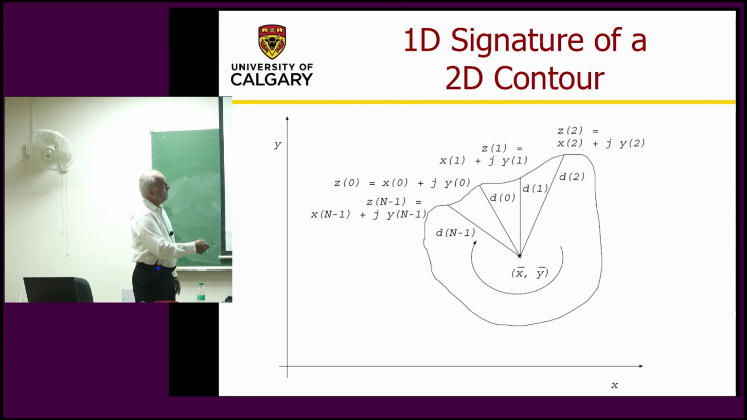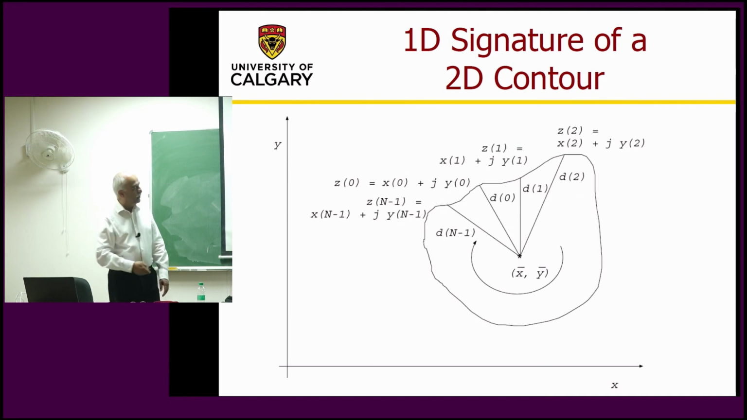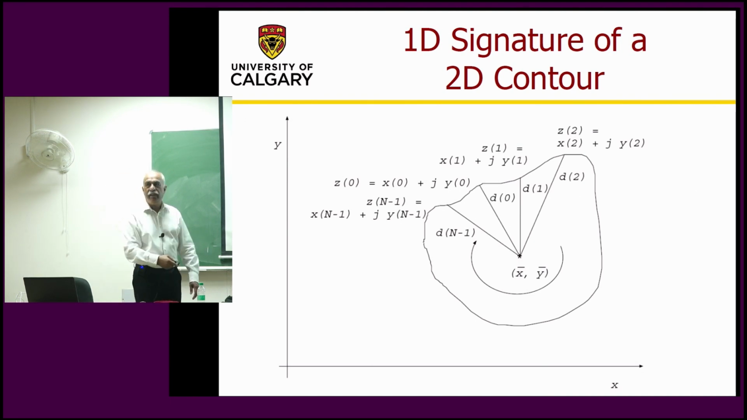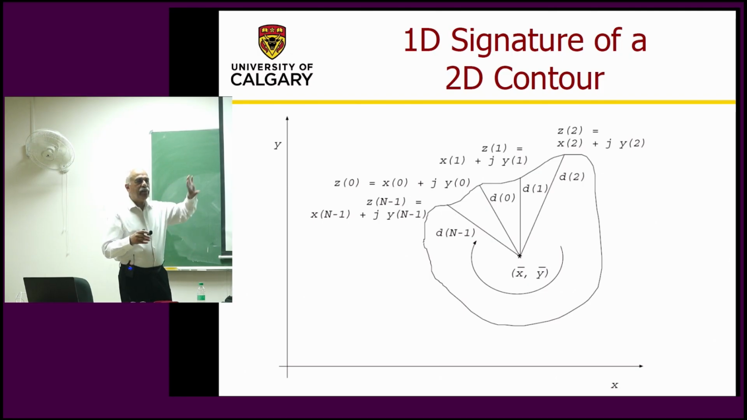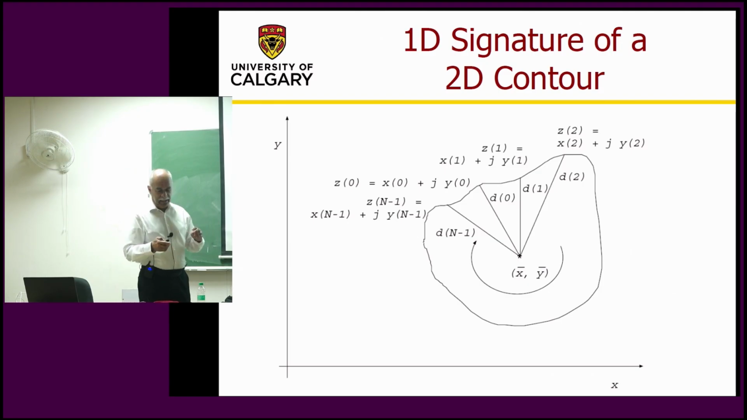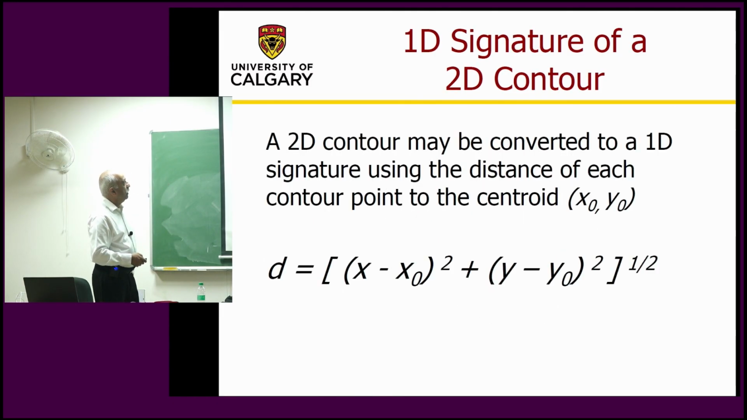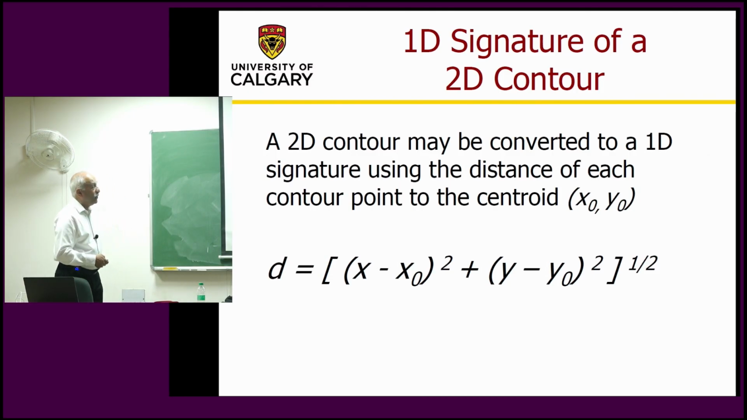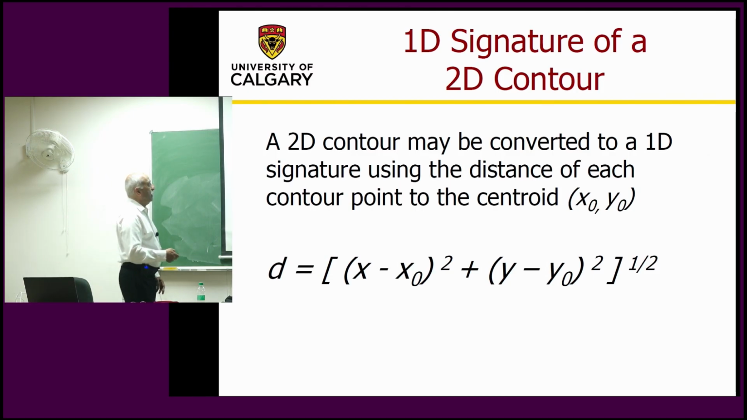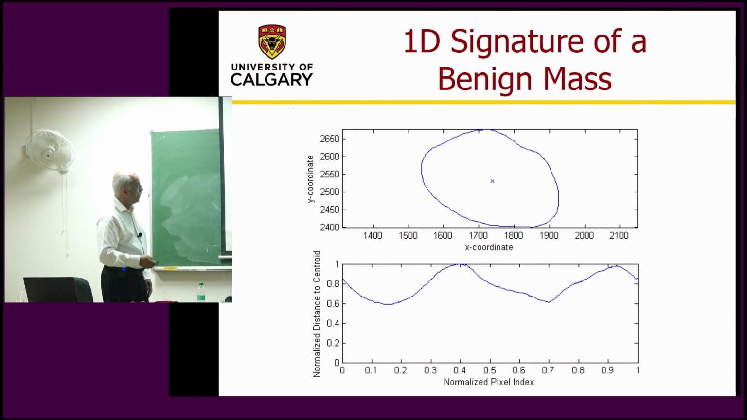By computing for every point on the contour some function. It could be some function, it could be the Euclidean distance to the centroid, it could be whatever you want it to be. And you are reducing from 2D to 1D, that's the idea. A signature is a measurement of some property of the contour at every pixel or point on the contour. So a 2D contour may be converted to a 1D signature using the Euclidean distance to the centroid. This is just the distance to the centroid.